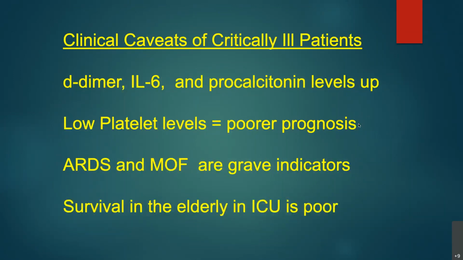This is a vigorous immune response, a so-called cytokine storm. All these elements, D-dimer, IL-6, and procalcitonin levels, in the seriously ill patients were way up. Platelet counts fell, which portended a poor prognosis, and then ARDS and multi-organ failure certainly are grave indicators. And we've already said that survival in the elderly is very poor.